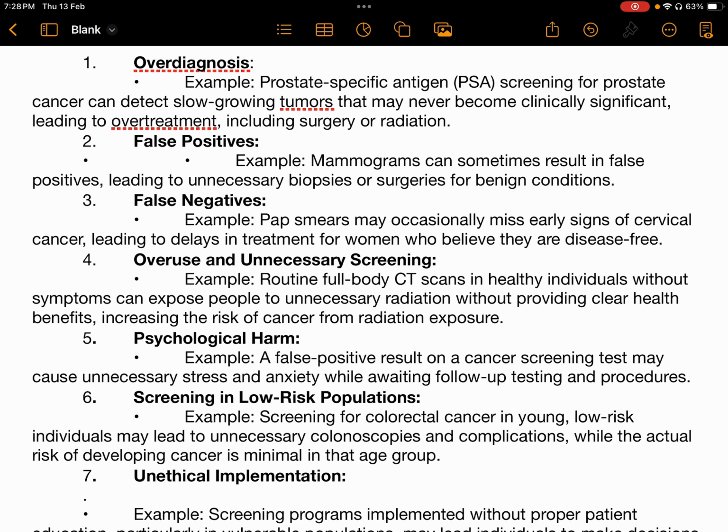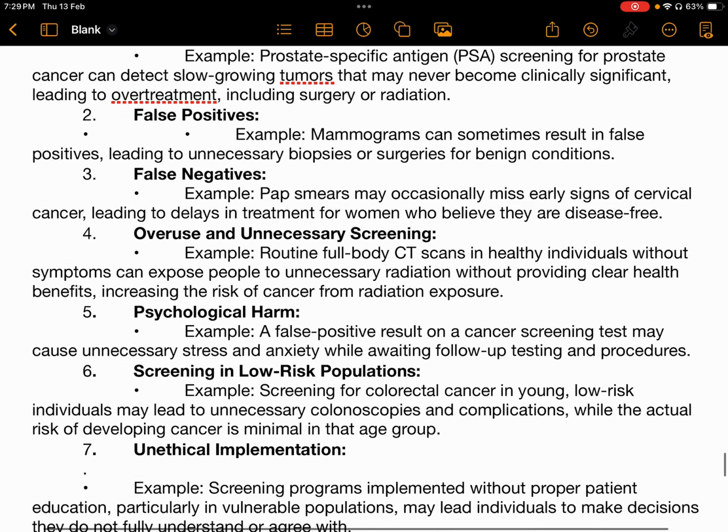Then psychological harms. The process of screening, especially if the results are abnormal, can cause significant psychological distress, including anxiety and depression, even when the final diagnosis turns out to be benign. An example is a false positive result on a cancer screening test may cause unnecessary stress and anxiety while awaiting follow-up testing and procedures.